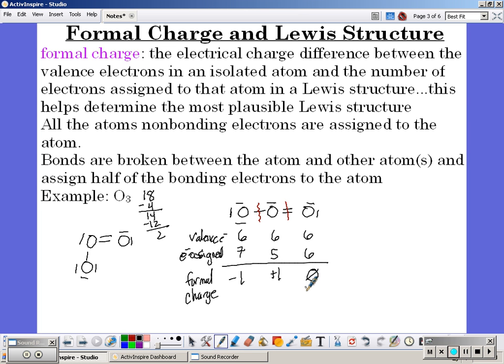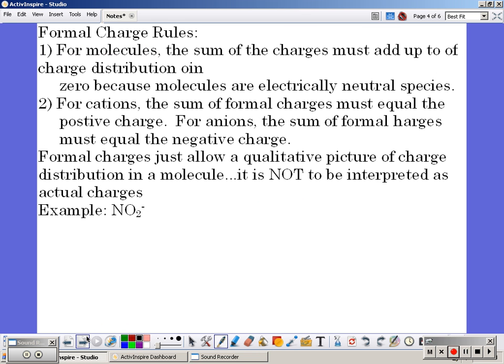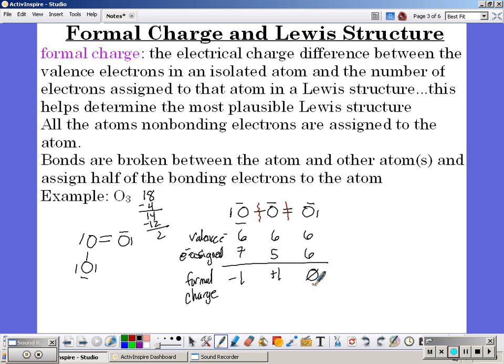So how do I know if this is the most plausible Lewis structure or not? For molecules, the sum of the charges must add up to the charge of this distributed ion. 0, because molecules are electrically neutral species. So let's go back to that ozone. If I was to add up my formal charges, this molecule would be 0, which matches the charge on the molecule itself. There's no charge there. So this is a plausible Lewis structure.